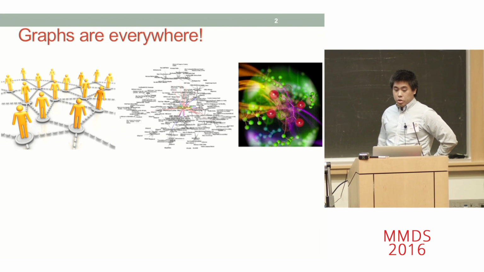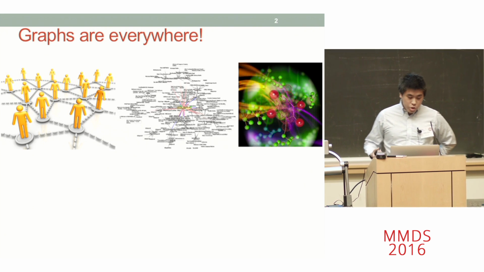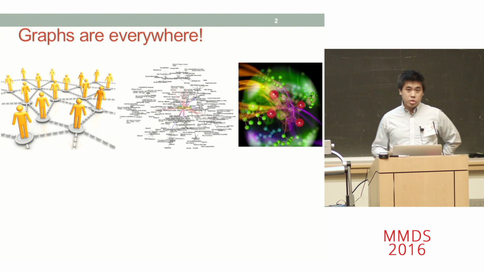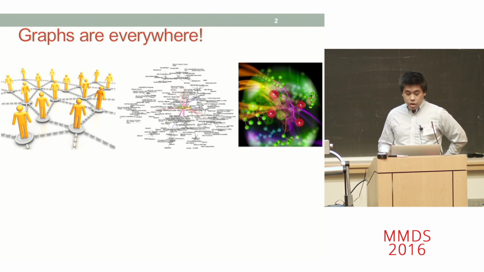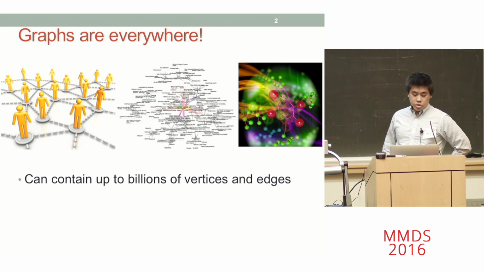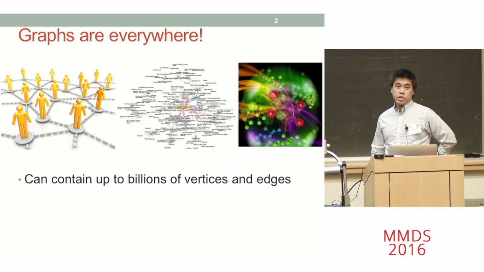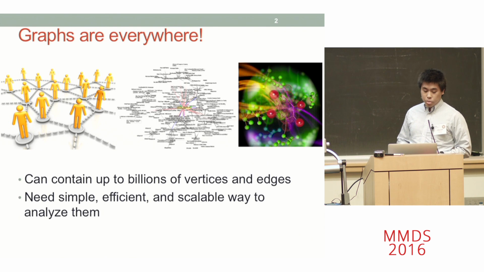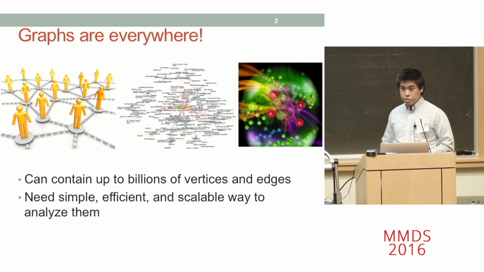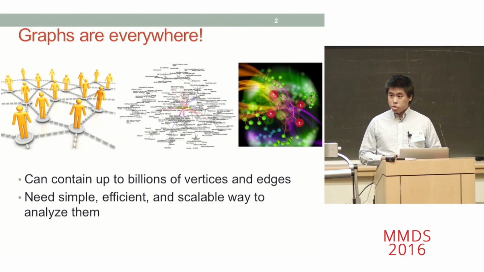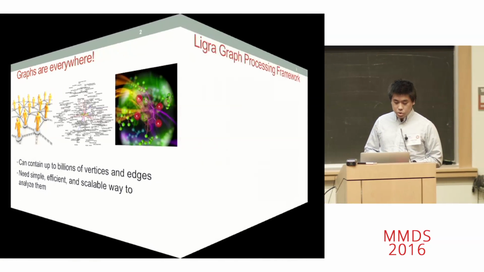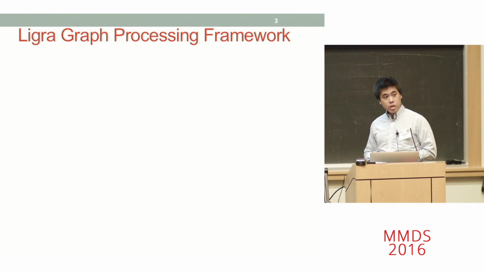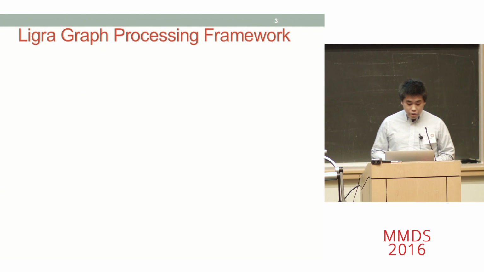So many of you know that graphs appear in a variety of different domains. You can use them to represent social networks, the web. They also appear in many scientific applications, and these graphs can be very large. They can contain up to billions of vertices and edges, and therefore we need an efficient, scalable, and simple way to analyze these graphs to derive useful information from their structure. This was what motivated us to develop this graph processing framework, which we call Ligra.